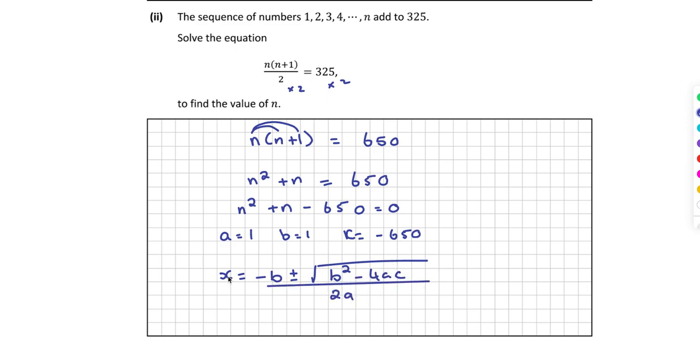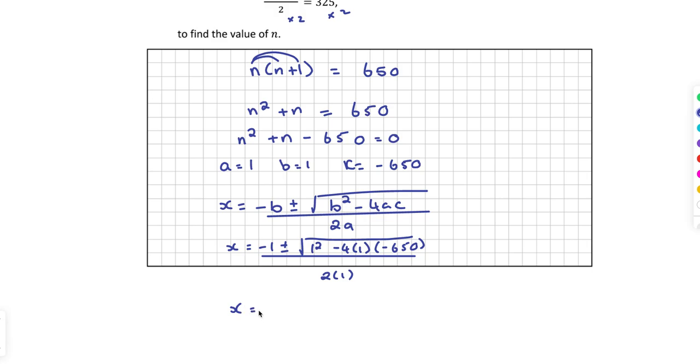So all over 2A. Filling in now, I'm going to get x is equal to minus 1 plus or minus the square root of 1 squared minus 4 by 1 by minus 650. Be careful there, a lot of students will go wrong at this stage. And then we'll have 2 by 1. If I continue to tidy that up, x is equal to minus 1 plus or minus the square root of, 4 by 650 is going to give me 2,600, so I'm going to have 2,601 there, all of that all over 2.